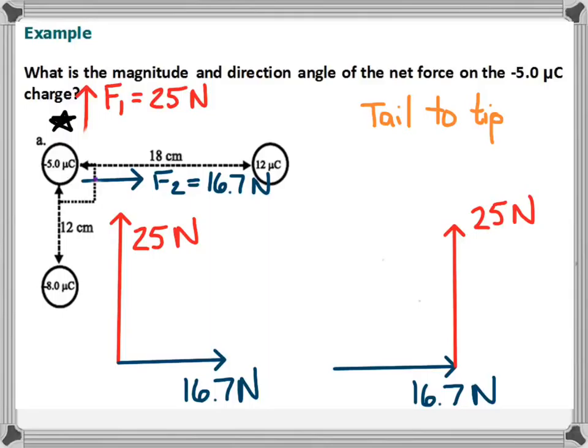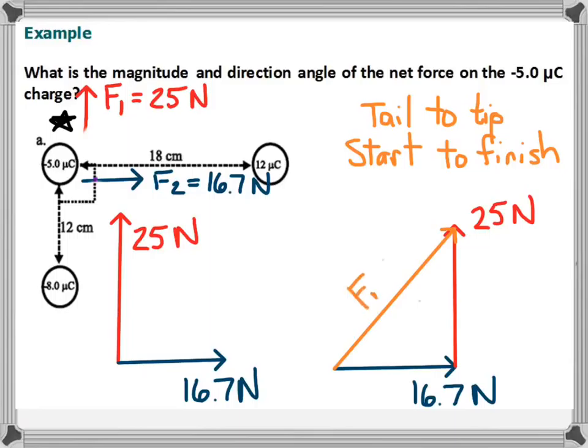So this is what it would look like when I've connected the tail of this vector to the tip of this vector. So now I have tail to tip. And then the second thing I need to do when I do vector addition is go start to finish. That means I have to start where the two vectors start, and I have to finish where the two vectors finish. So I have to draw a vector from the start point up to the finish point right here, like that. Okay, that is going to be my net force vector. It's a vector that's pointing up and toward the right.